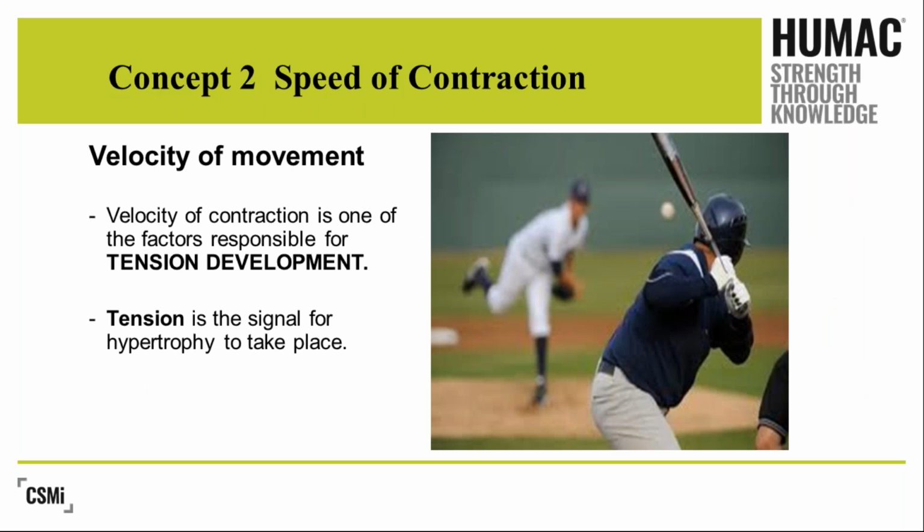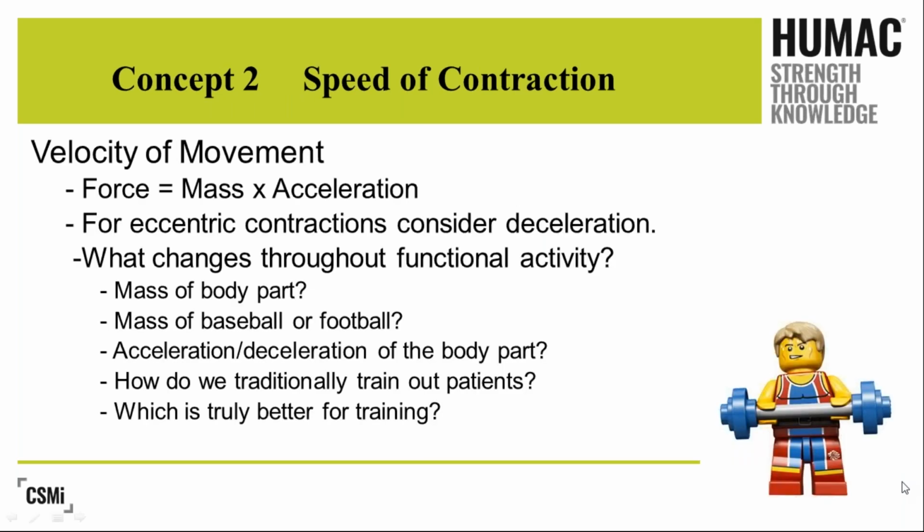So speed or velocity of contraction is one of the factors responsible for tension development. And the reason tension is so important for us is tension is the signal for hypertrophy to take place. If we want a bigger, stronger muscle, we need to develop higher levels of tension. If we're looking for something that's more of an endurance aspect, we don't have to develop high levels. So again, force is a great physics problem. Force equals mass times acceleration. Okay? And again, acceleration when we talk concentric, deceleration when we talk eccentric.